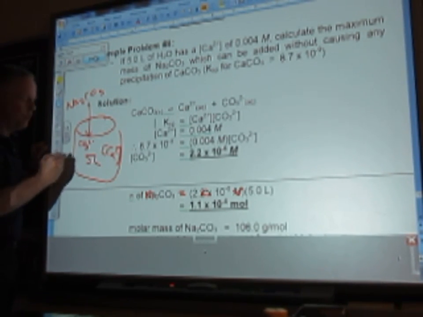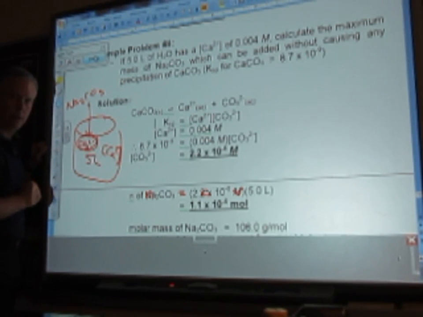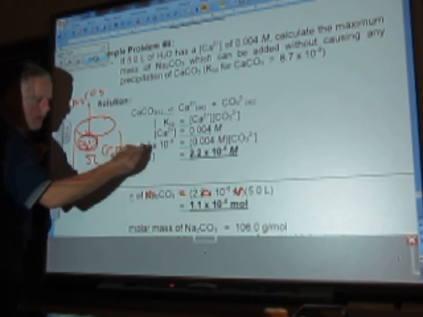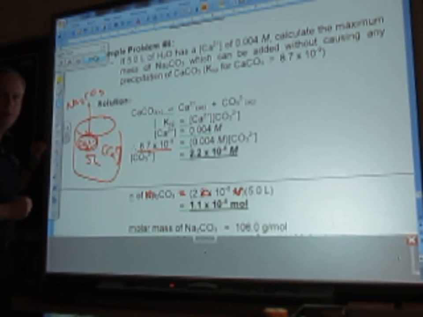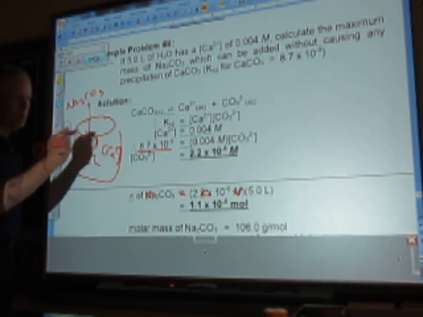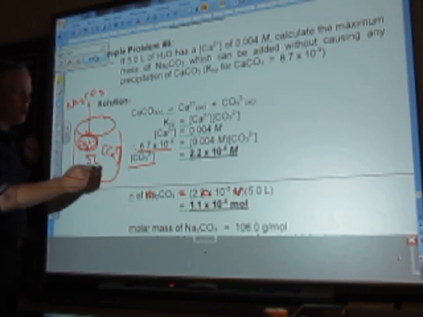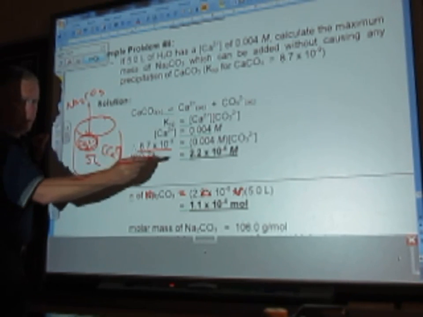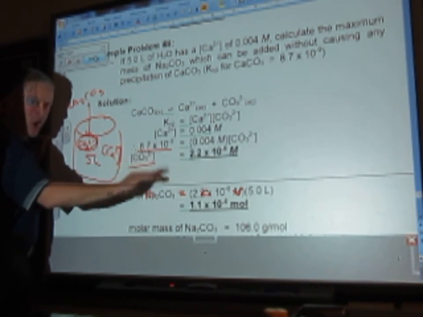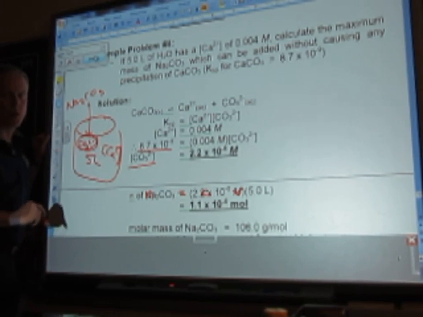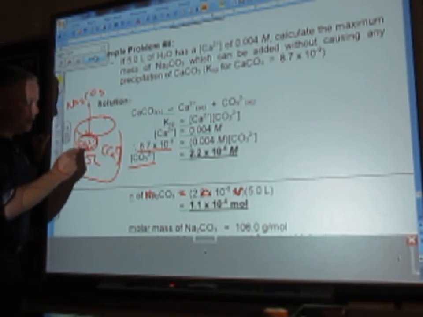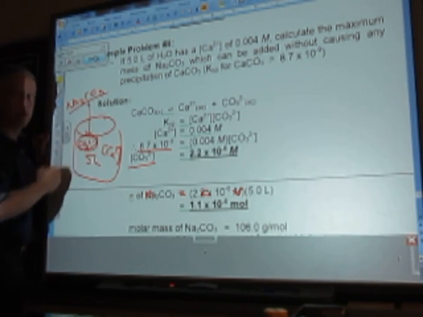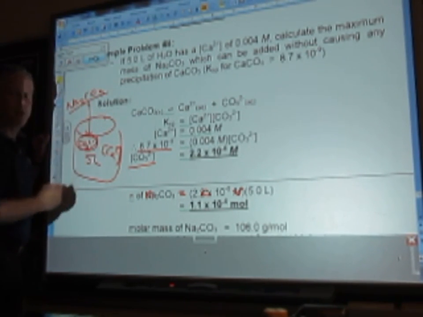Okay. So we need to find out how much carbonate I can add. So that means our KSP is going to be equal to Q. Okay? So I find the carbonate concentration. That's the concentration of carbonate that I need in here to be able to not form a precipitate, where Q is equal to KSP. Where does this come from? It comes from up here. All of this comes from here.